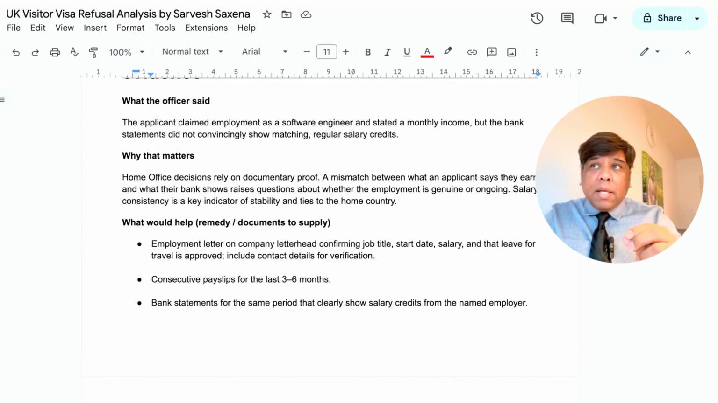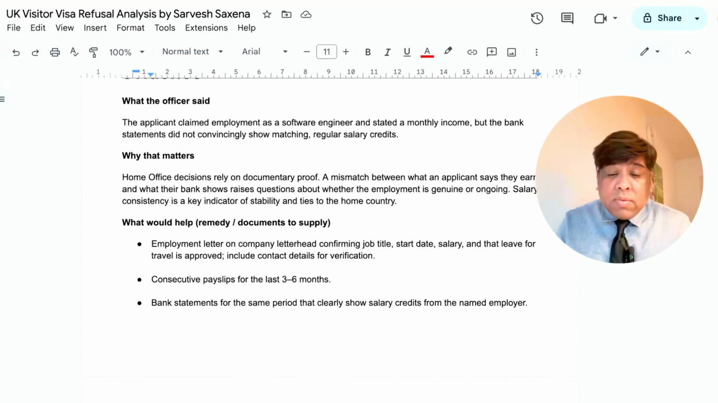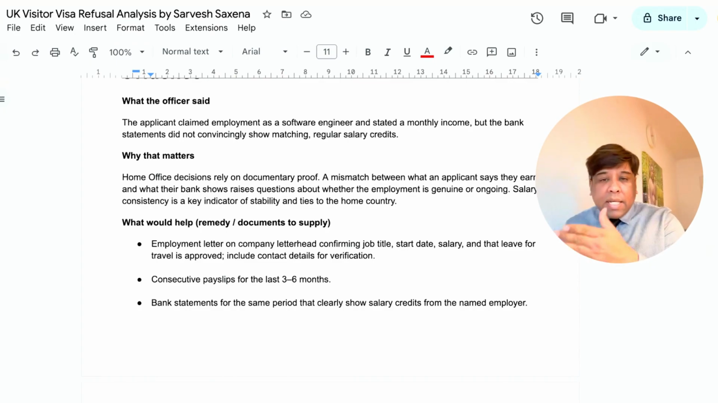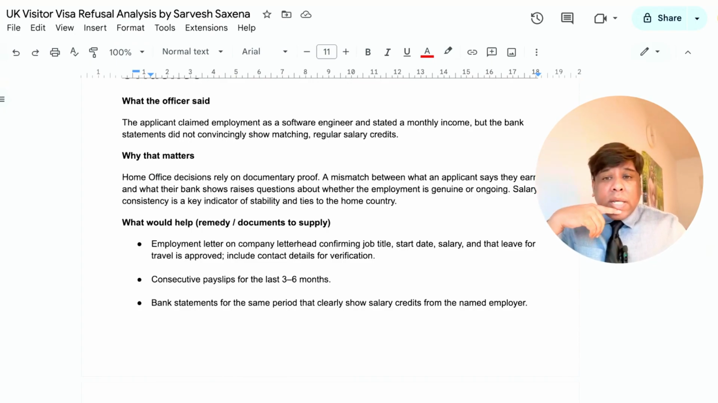So I imagine that this person was employed, right? And they were working as a software engineer, but there was a gap in the bank statement during the time they visited Schengen state. What it simply means is that while the time they wanted to apply for a UK's visitor visa, they showed last 3 months of salary coming into their bank account. But prior to that, when they visited, say, Schengen state in whichever country, there was no salary coming in.